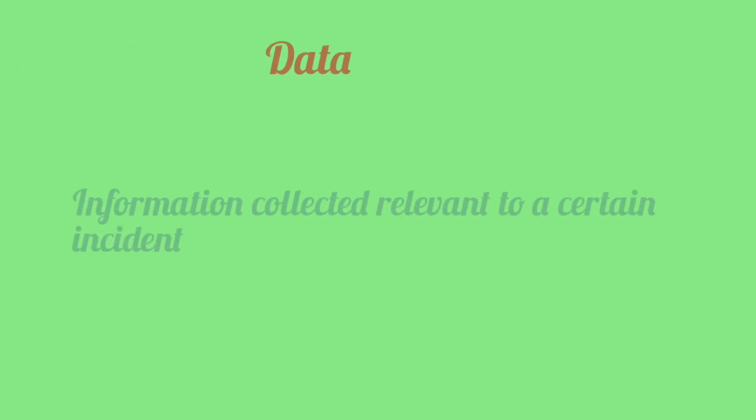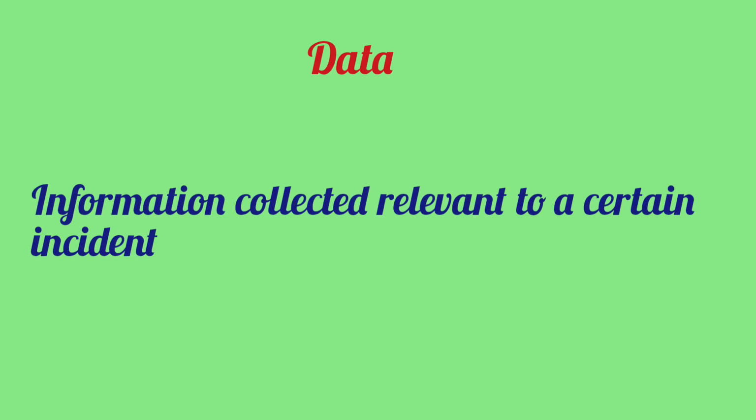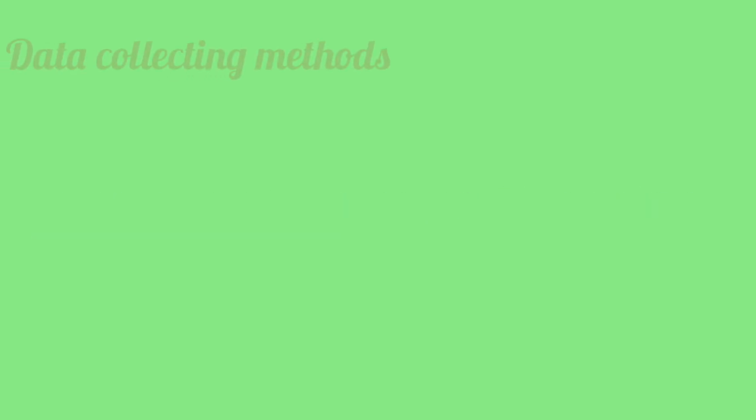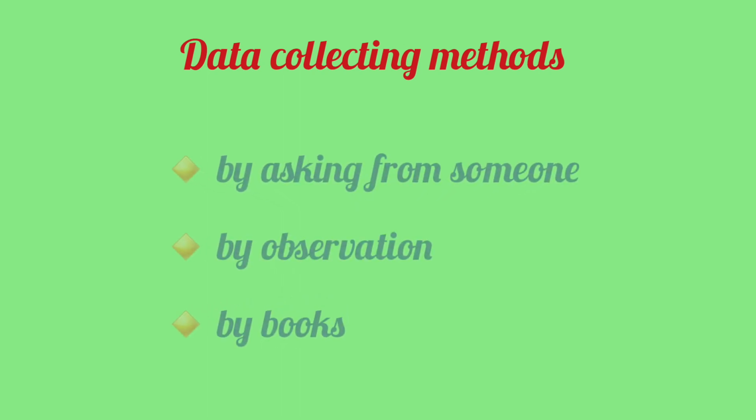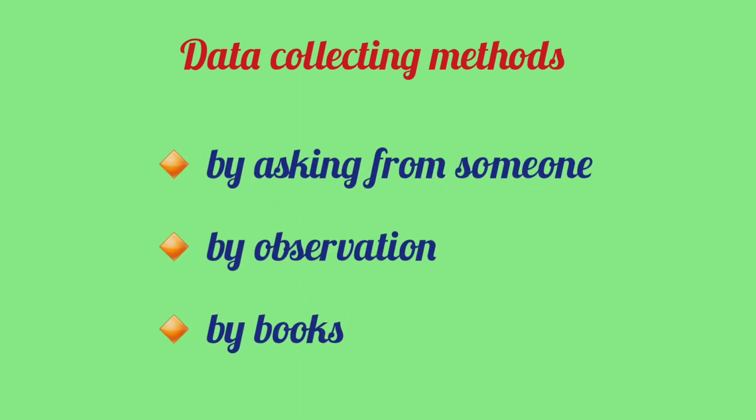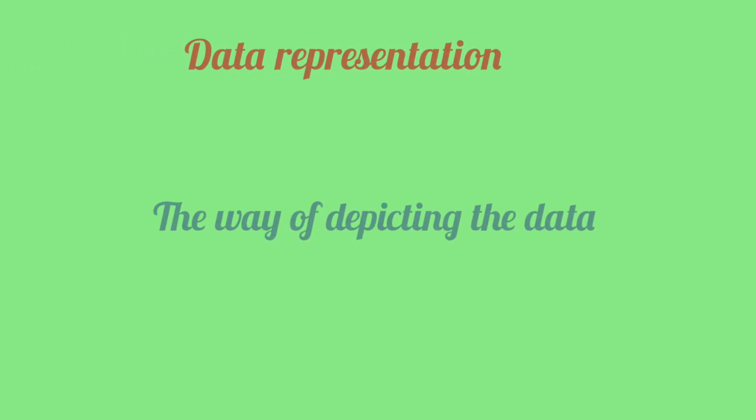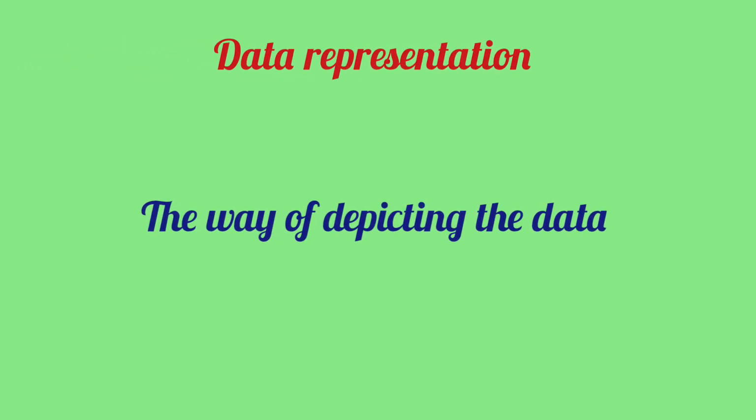Data is information collected relevant to a certain incident. We can use various methods to collect information. What are they? First one, by asking someone. Second one, by observation. Third, by books. Then the way of depicting the data is data representation.